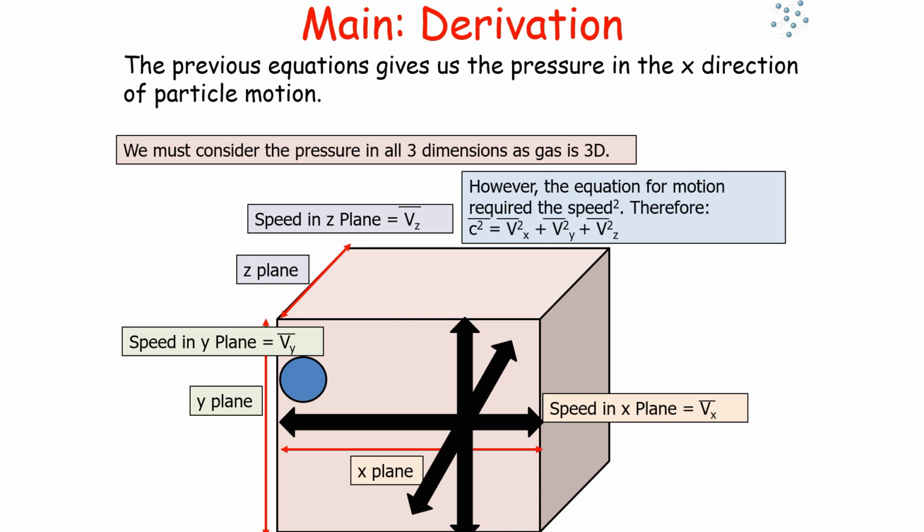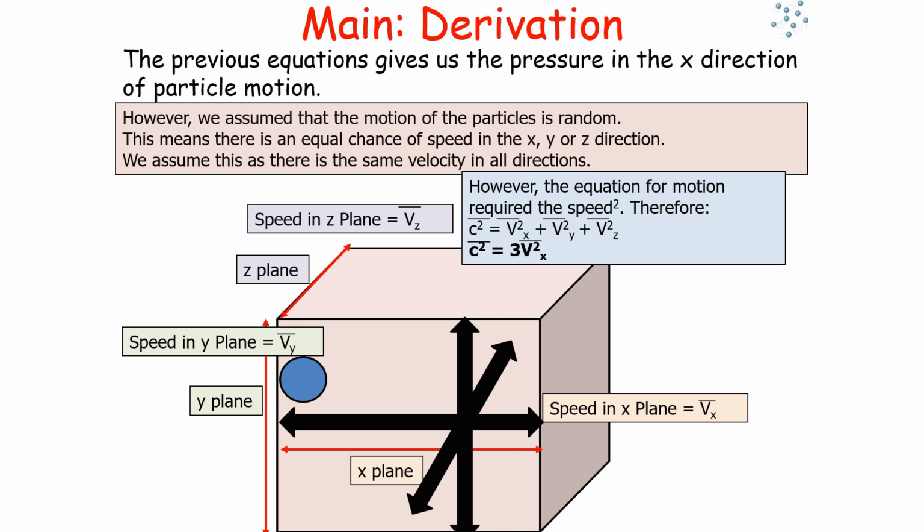So therefore we can say that c hat squared is equal to Vx squared hat plus Vy squared hat plus Vz squared hat. So now what we can say is that c squared hat is equal to 3 Vx squared hat. Now the reason why we can collate Vx, Vy and Vz to be the same term is because in theory the particle motion is random.